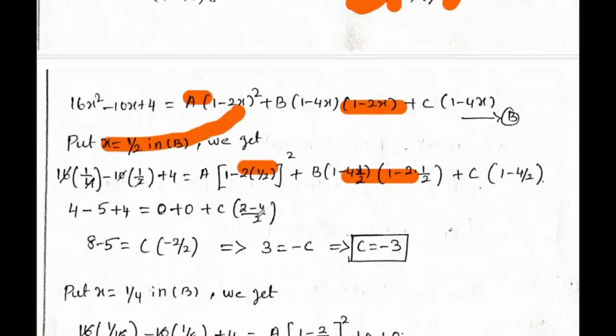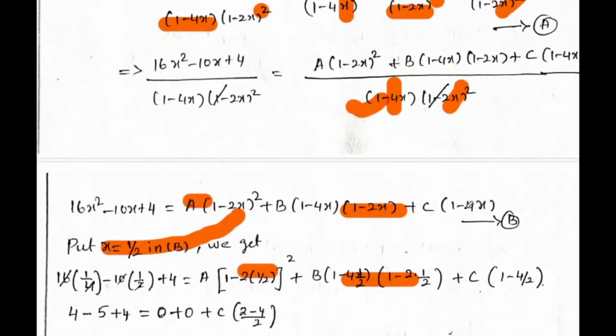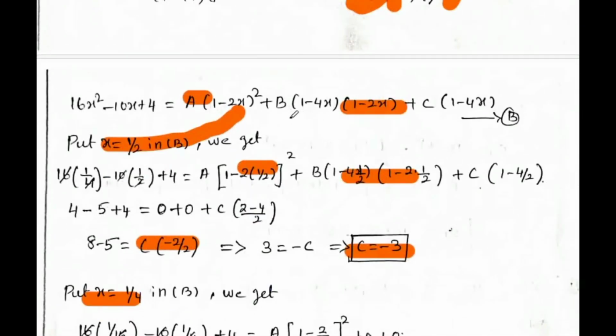Okay, what is (2 minus 4) by 2? Minus 2 by 2. Coming to the left hand side, 8 minus 5. So solving this, we get c equal to minus 3. Okay, so similarly, I'm going to find the a value. So substitute x equal to 1 by 4 in the b equation. What is the b equation? This equation.